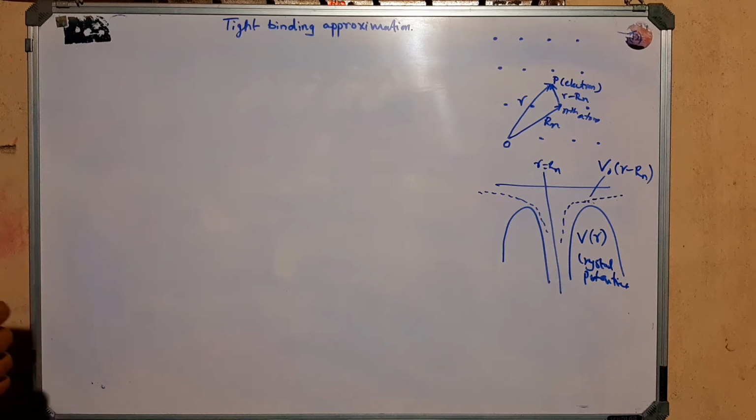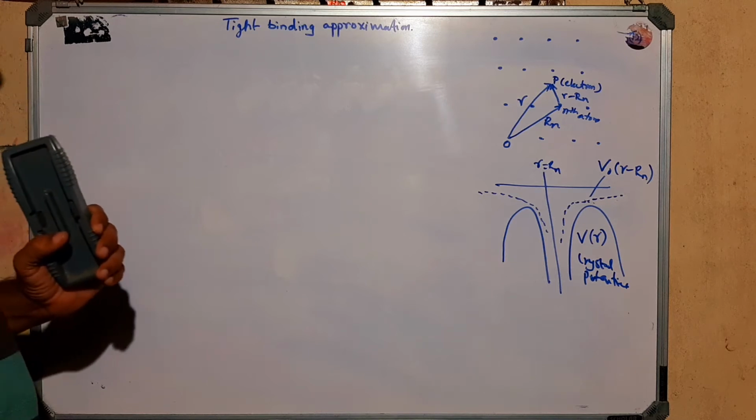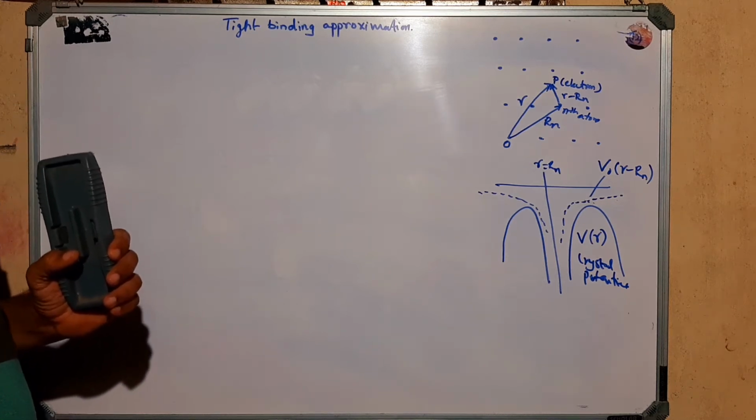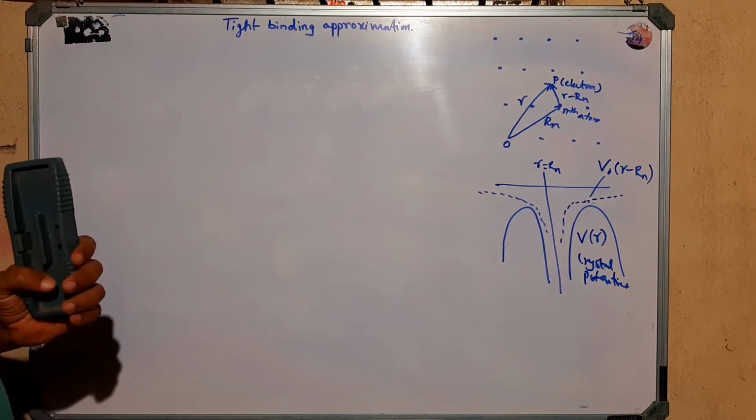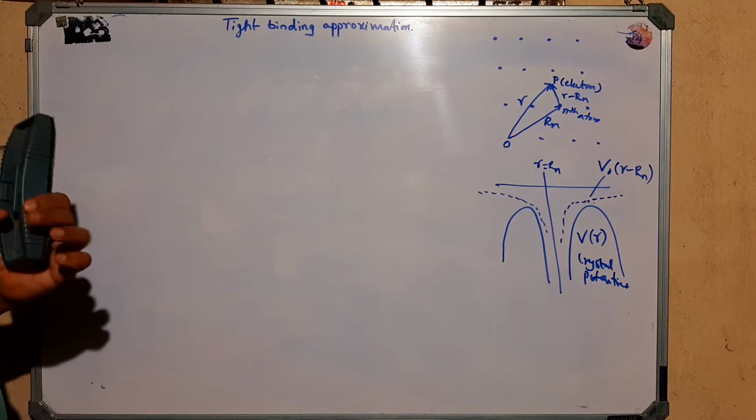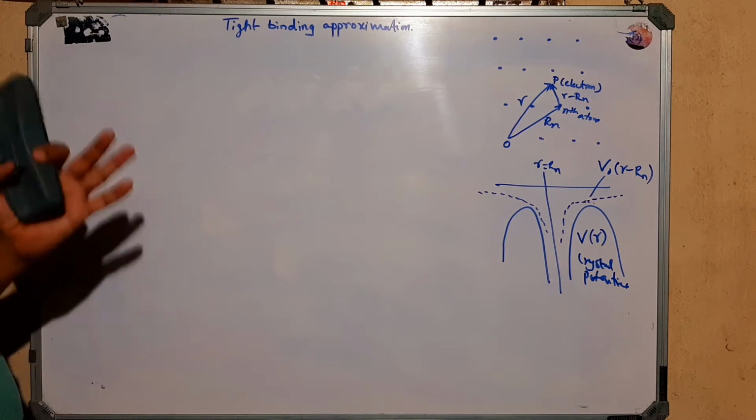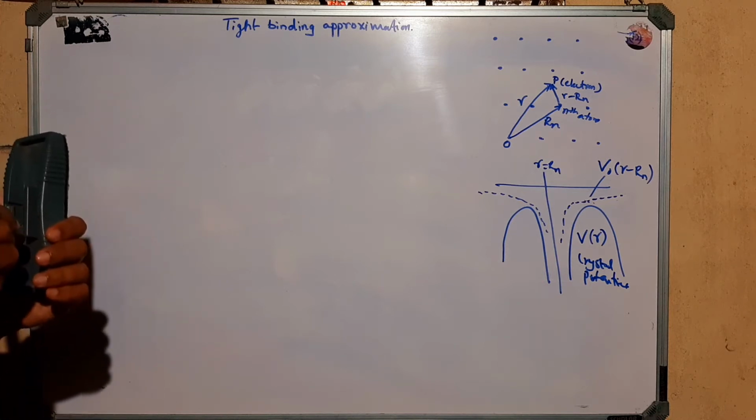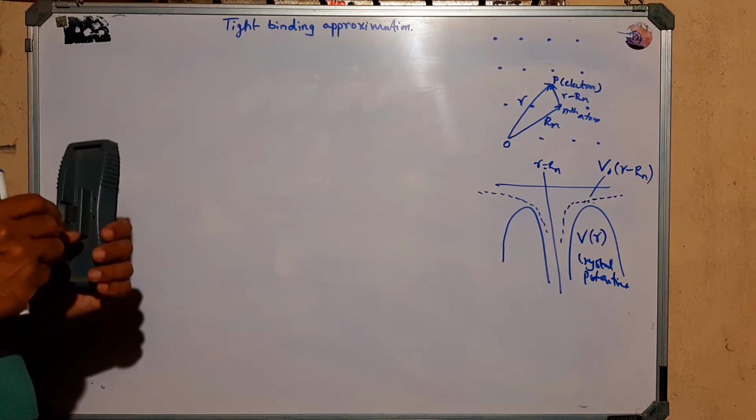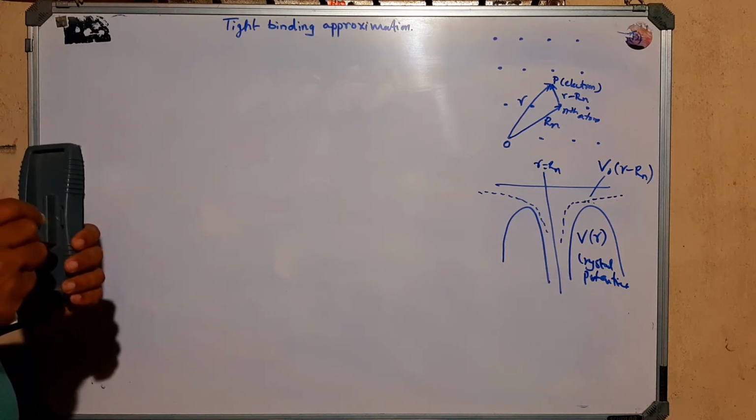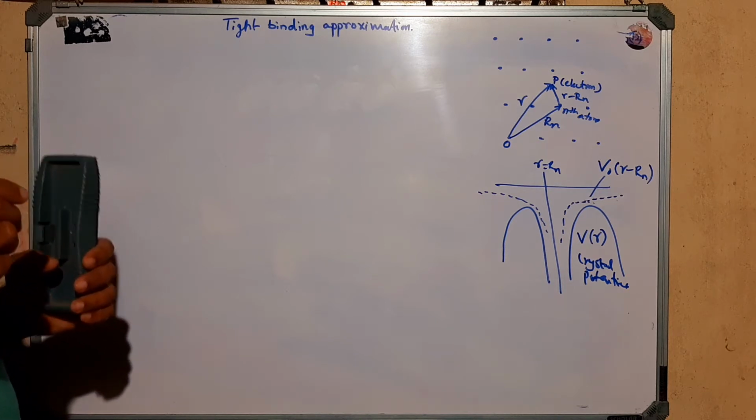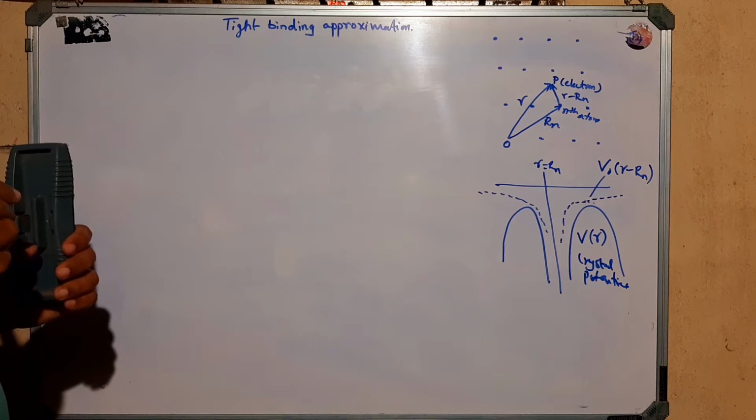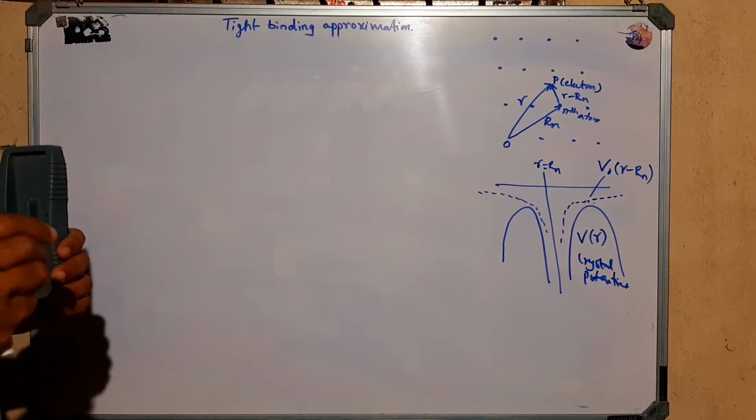Good morning, students. In the previous lecture, we discussed the nearly free electron theory. In that theory, we considered one electron moving through the lattice points, which is little perturbed by the crystal lattice, that is, due to the potential.